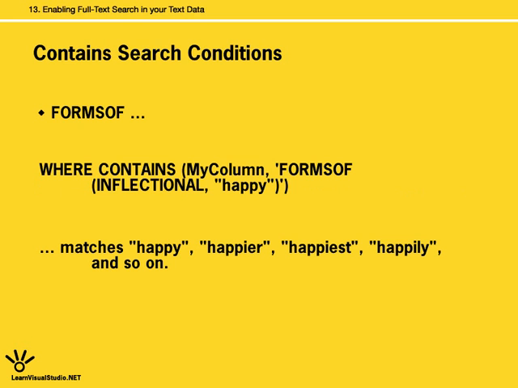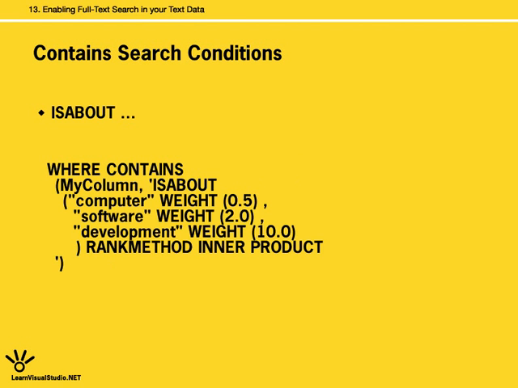The next little example we'll take a look at is the forms of, which allows us to search for inflectional forms of, for example, the word happy, which would match the word happy, happier, happiest, and happily, and so on. And then finally, we'll take a look at this rather complex example of the is about phrase, and that allows us to specify the weighted term keyword.